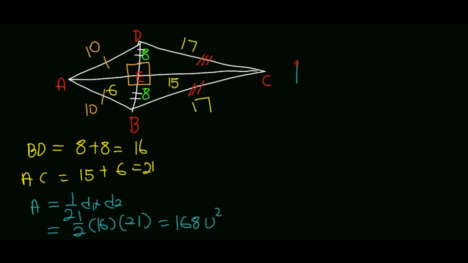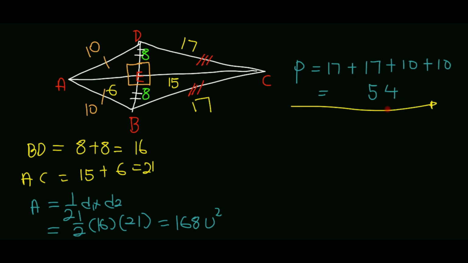So finding the perimeter, we add this side and this side: 17 + 17 + 10 + 10, and then we get 54 units. So this is the answer here, to find the perimeter. And then what about this question?